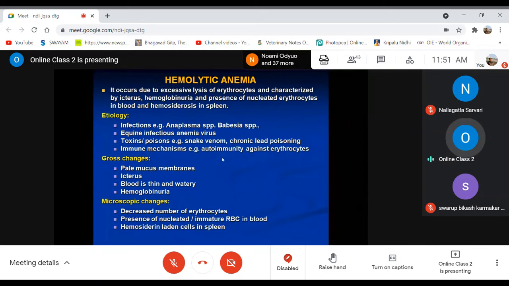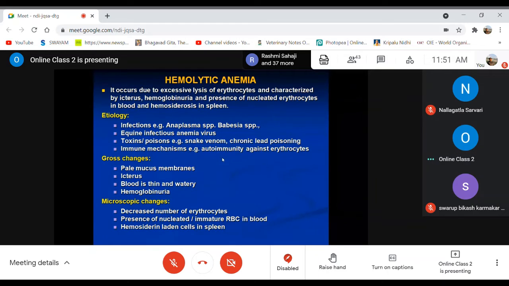Then microscopically, there will be a very marked reduction in the number of erythrocytes. There may be presence of nucleated or immature RBCs in the blood when you are examining, as well as hemosiderin pigments in the cells of the spleen.